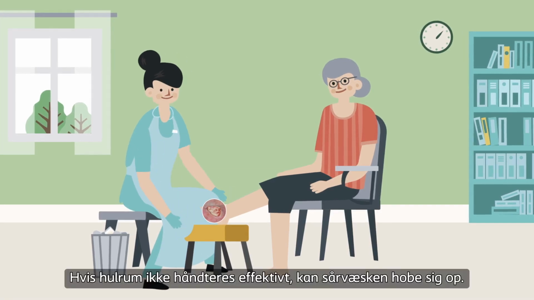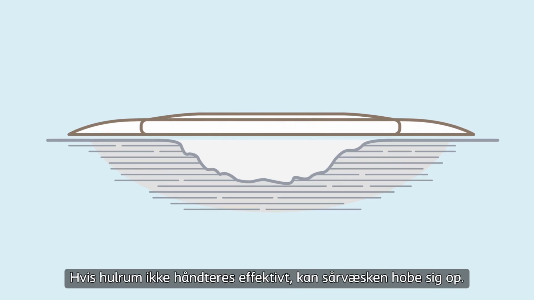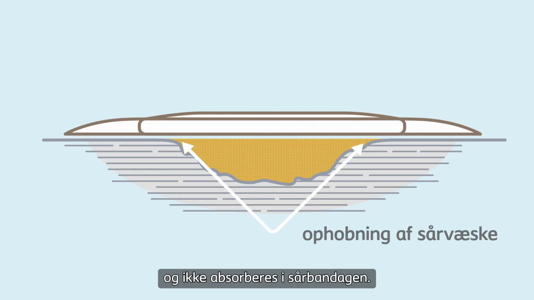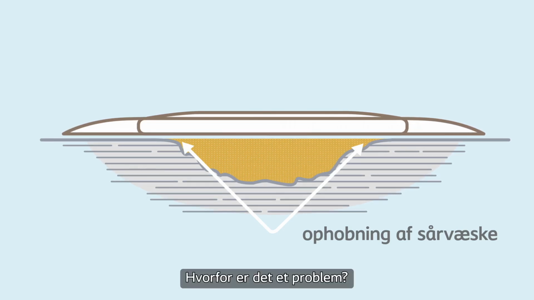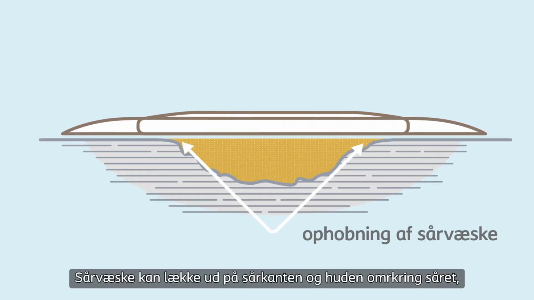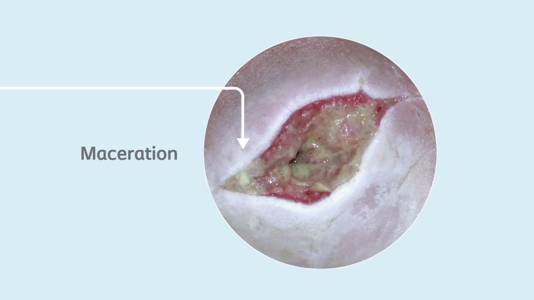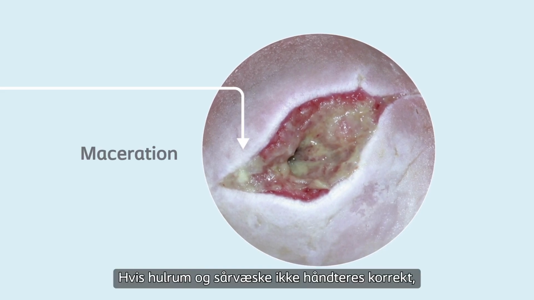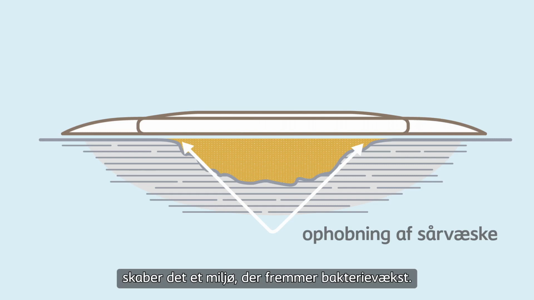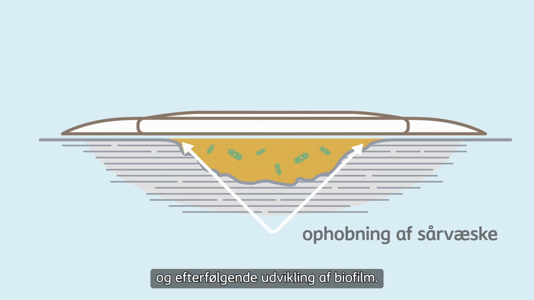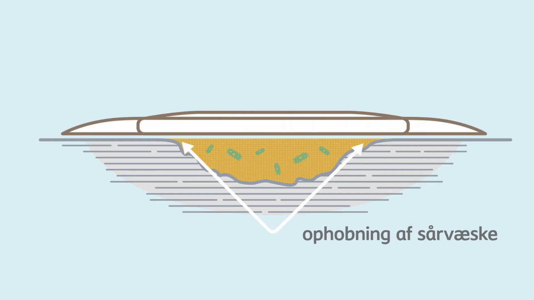If the gap is not effectively managed, exudate pooling may occur. This happens when exudate collects in the gap and is not managed by the dressing. Why is it a problem? Exudate can leak onto the wound edge and peri-wound skin, cause maceration and delay wound healing. If the gap and exudate pooling is not managed properly, it creates an environment that promotes bacterial growth. As a result, it can increase the risk of wound infection and subsequently biofilm development.